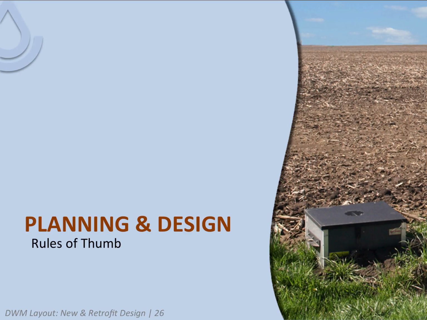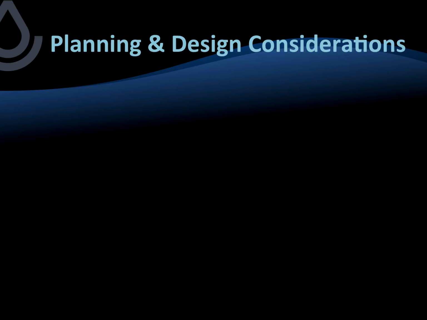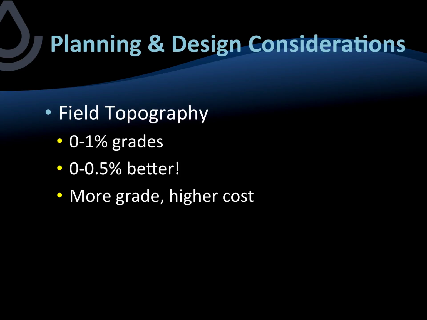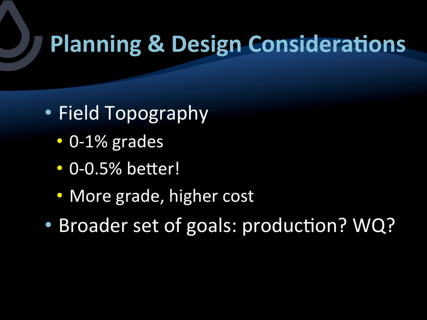Let's look at a few planning and design rules of thumb then. For starters, flat field topographies. Flatter fields really favor this practice. Perhaps the outside range would be 0 to 1% grades, but 0 to 0.5 grade would be even better. The field I showed you earlier with the aerial shot, the quarter section, with the traditional and drainage water management design, that field had about a 1% grade in it. And that's pretty extreme for this practice. It's going to drive the cost up.